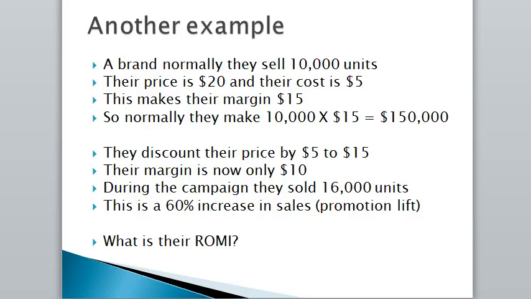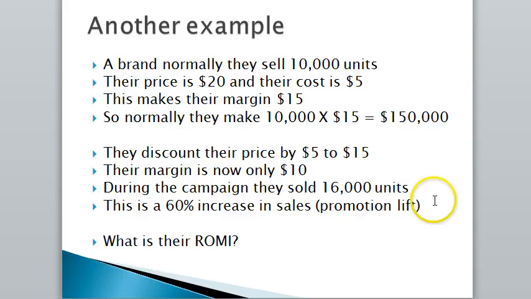Now let's look at the example for discounting. So it's the same brand, same normal sales, 10,000, and they're making 150. But instead of doing some sort of advertising, they've cut their price by $5. So their price now is $15. Their cost is $5. That hasn't changed. So their margin has gone from $15 down to $10.